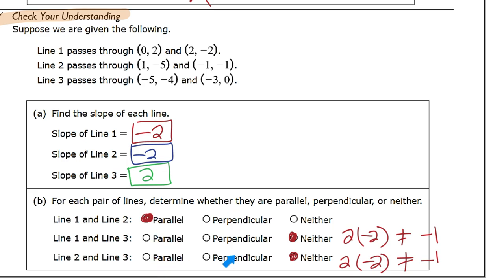Are they perpendicular is the next question. And again, just multiply the two. So 2 times negative 2 is not negative 1. It's actually negative 4, hence not negative 1. Therefore, it's neither. Again, if we multiply those two and those two, they should be negative 1 in order for it to be perpendicular. Or the opposite reciprocal, which would be, in fact, positive 1/2, not positive 2.